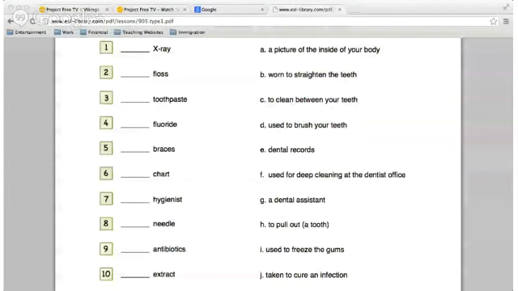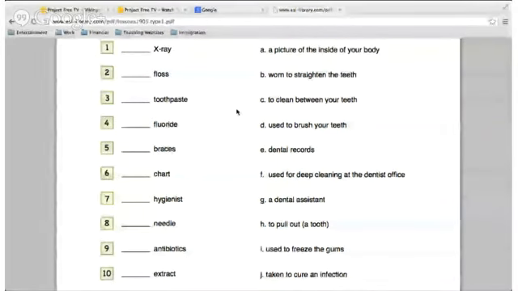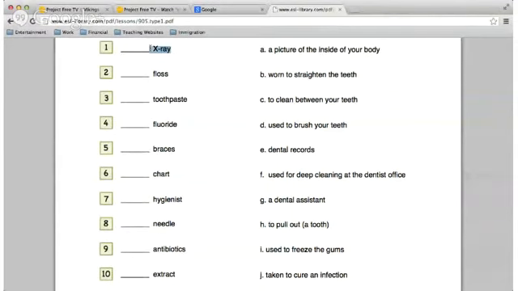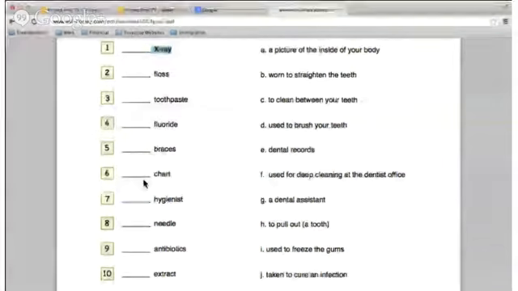And then if no one knows what it is, we'll take a look at some pictures, and I'll try and help you guys understand what it is. Okay, so let's take a look here. Let's start off with Alberto. Please read number one and tell me which definition you believe matches with number one.